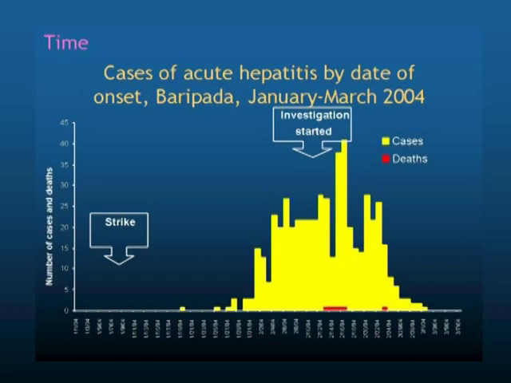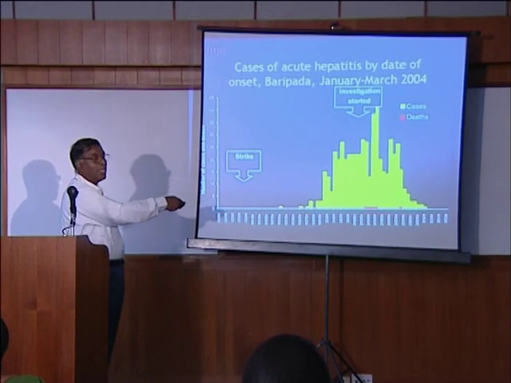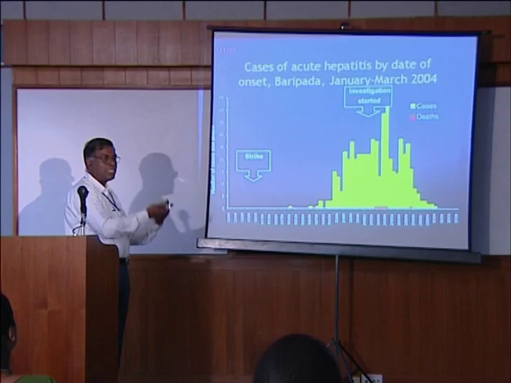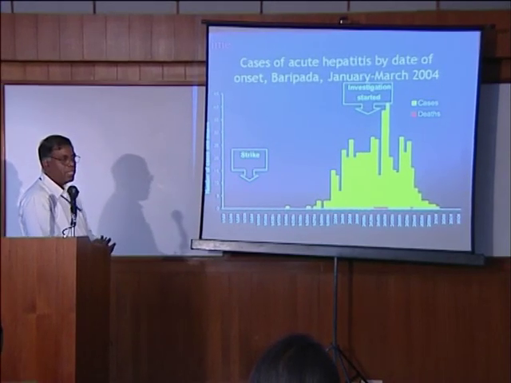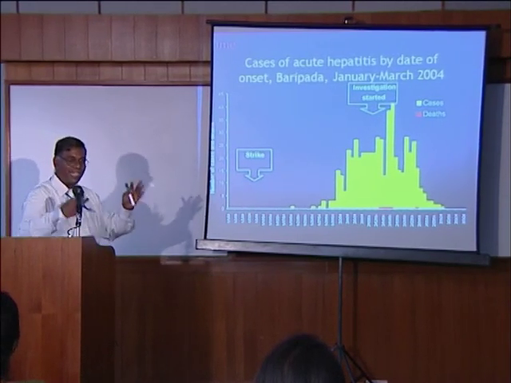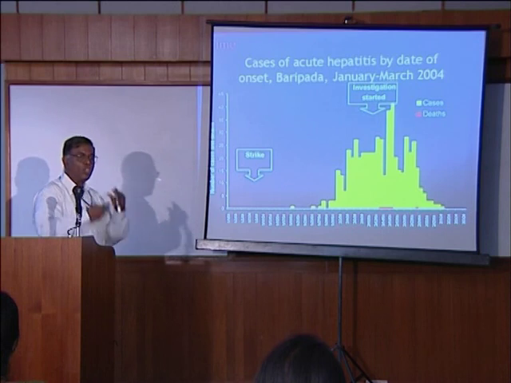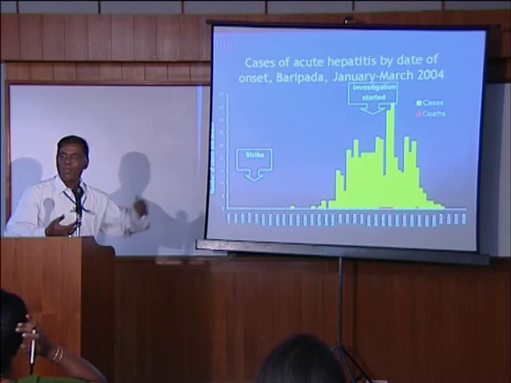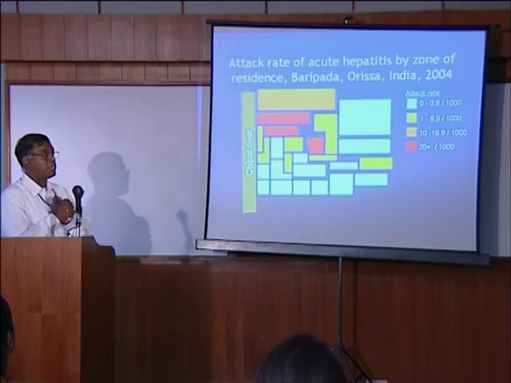Our investigation started somewhere around the first week of February. Then, taking all control measures, they chlorinated the water supply. They stopped the water supply for some time, cleaned the whole system, then chlorinated. Then the epidemic started falling down. So this is an example of describing an outbreak with respect to time, and that itself gives you an idea that something has happened in this particular period, to look more carefully and generate hypotheses with respect to that.